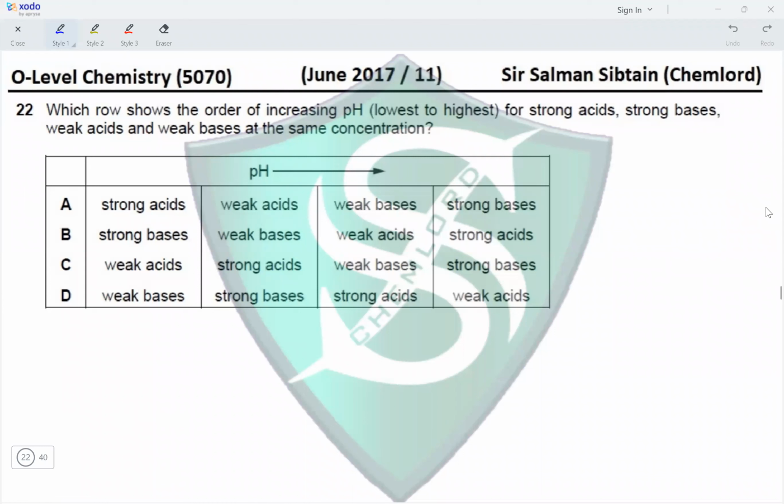Question 22. Which row shows the order of increasing pH, lowest to highest, for strong acids, strong bases, weak acids, and weak bases at the same concentration? So, the lowest pH would be that of a strong acid. So, strong acid is there in option A, eliminating all other options, which means option A would be correct, but let's follow the pH trend. After strong acid comes weak acids, after weak acids would come weak bases, and after weak bases would come strong bases with the highest pH. Therefore, option A is the correct option for this question.